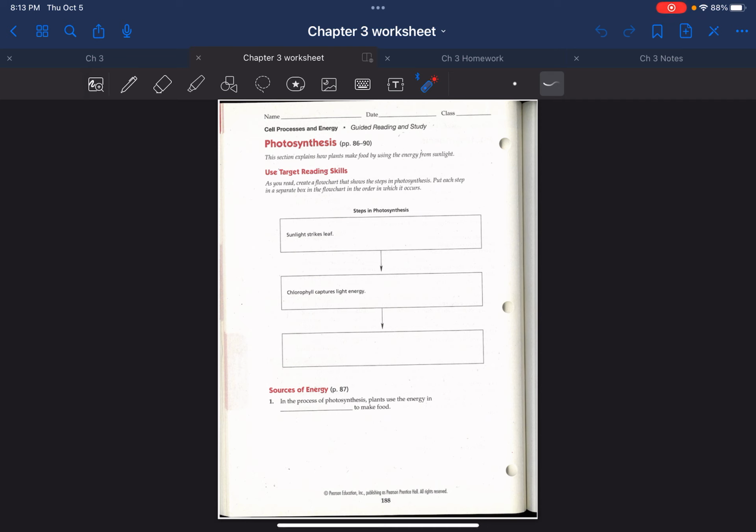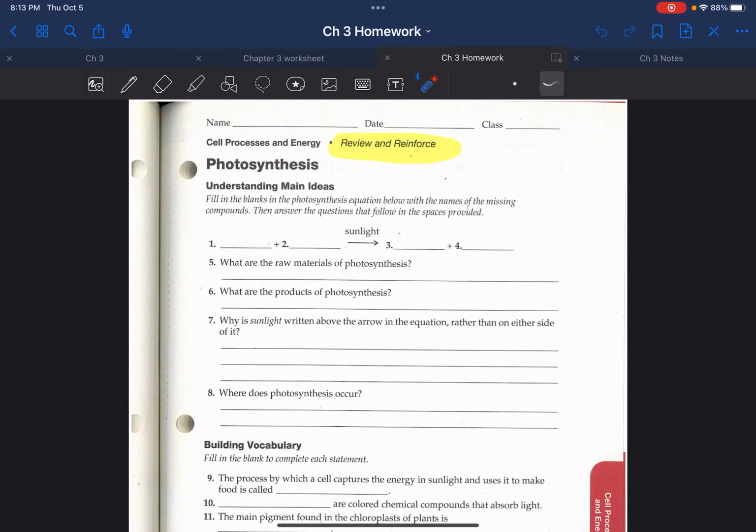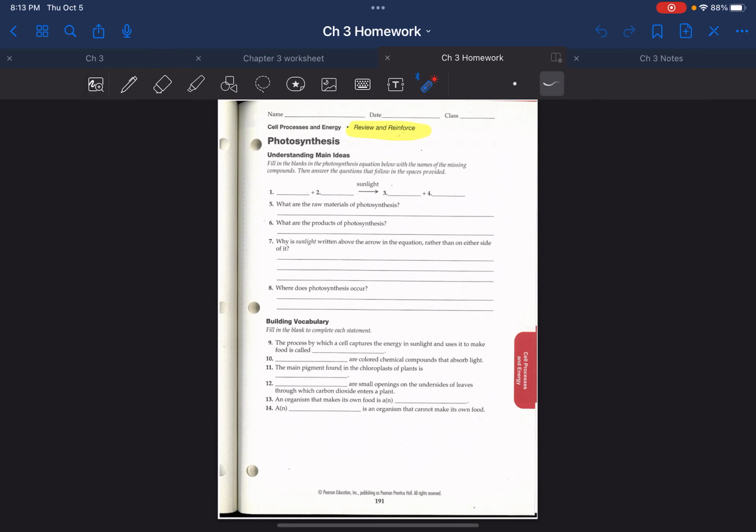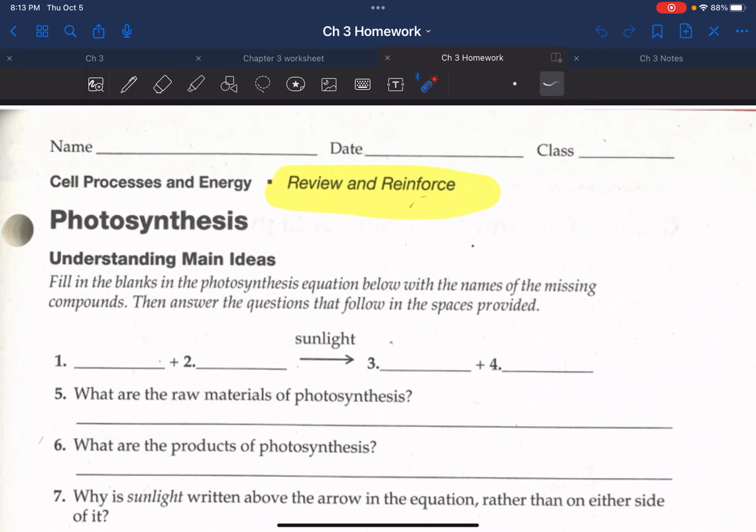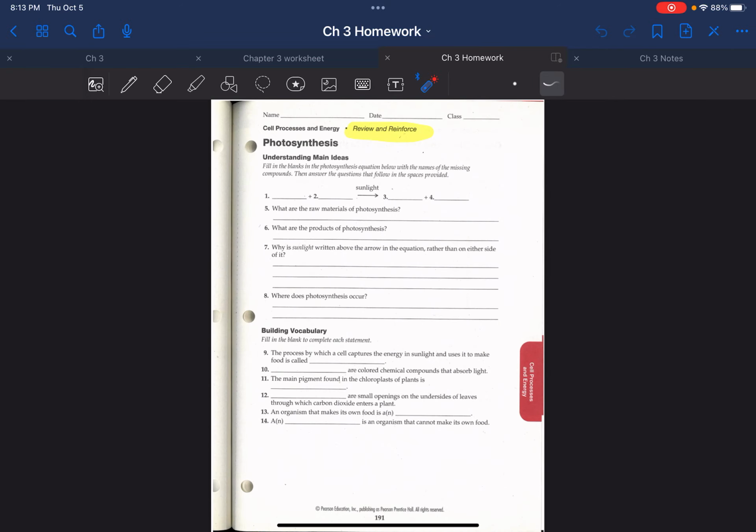Okay. After I read the lesson and after we fill out the worksheet, then you will have time to do the homework. The homework page is page 191, and it looks like this. It has photosynthesis at the top, review and reinforce. That will be due on Monday. Please do not fill out the homework while watching this video, as you will be needing to watch this so that you know what to highlight and you know how to fill out the worksheets. All right, go ahead and pause the video and get all of those things ready.